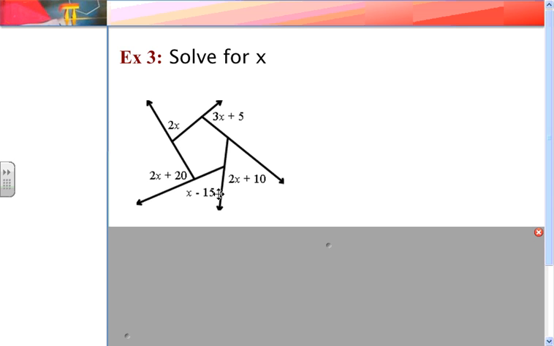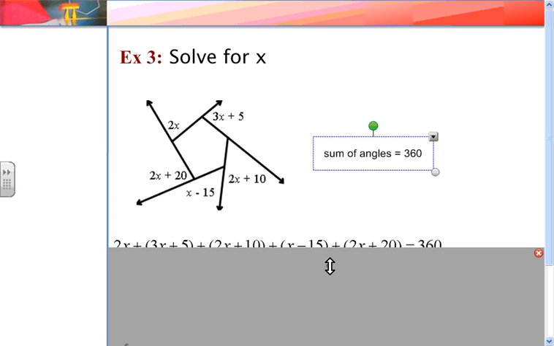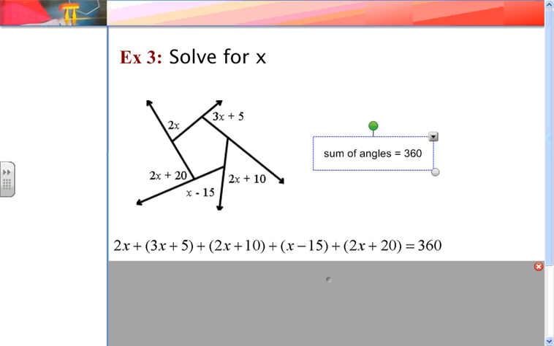Let's say we want to solve this for x. How many sides does this figure have? Well, let's see. It has 1, 2, 3, 4, 5 sides. Do I care? No, because I know that the sum of the angles is equal to 360 no matter what. And all the angles that I've been given here in this diagram, they're all exterior angles.